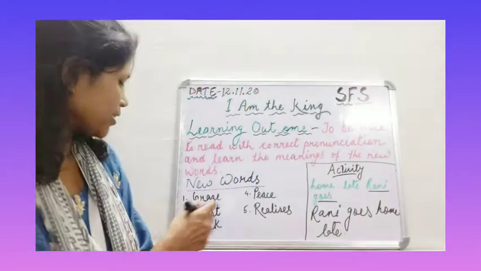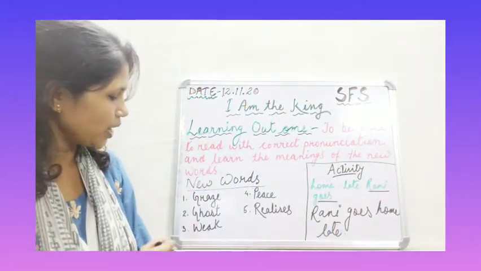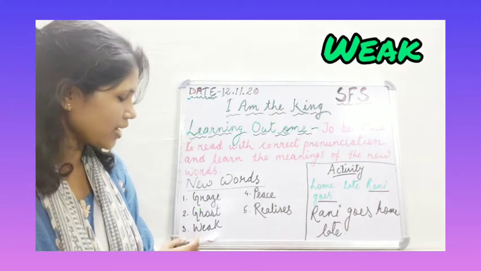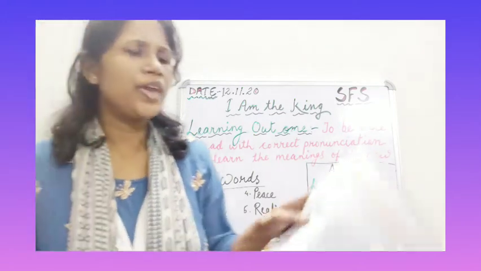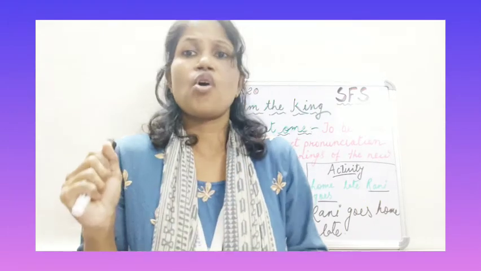The third word is weak. W-E-A-K, weak. So what is the meaning of weak? That is not strong. So strong is the opposite of weak. That means very sad, weak. He is not strong enough to do any work. So that is called weak.